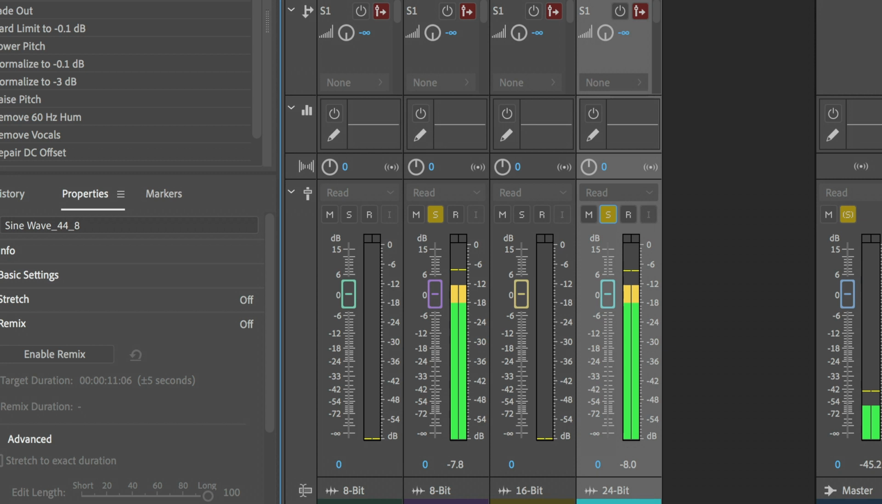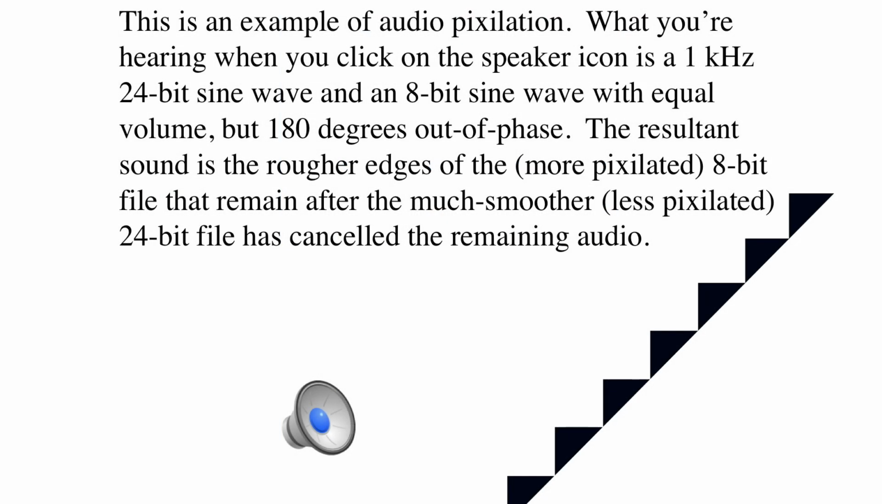However, something interesting happens when I solo the 8-bit out of phase file with the 24-bit file. If you think about the 24-bit file, it's much better defined than the 8-bit file. It looks more like the actual sine wave because of the higher resolution. The 8-bit file is a bit more jagged. So when we combine those two, what's left is just kind of the jagged edges, and this is what we hear. I call this audio pixelation, and for me it makes a good case for the fact that there are stair steps in the digital WAV file and not simply points.